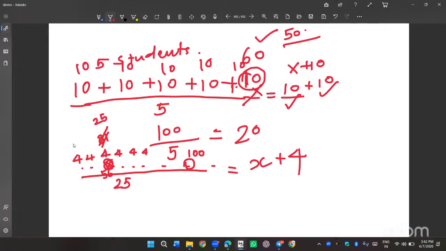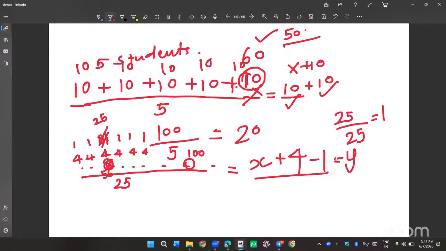Total number of students, 25 students. So to each student, I have to reduce one mark. So 25 marks will be reduced across 25 students. So the average will be 25 marks divided by 25 students. Automatically, 1 mark will be reduced. So here, average X, first correction plus 4, second correction minus 1. This is the new average. What is the new average? Y, as given in the problem.